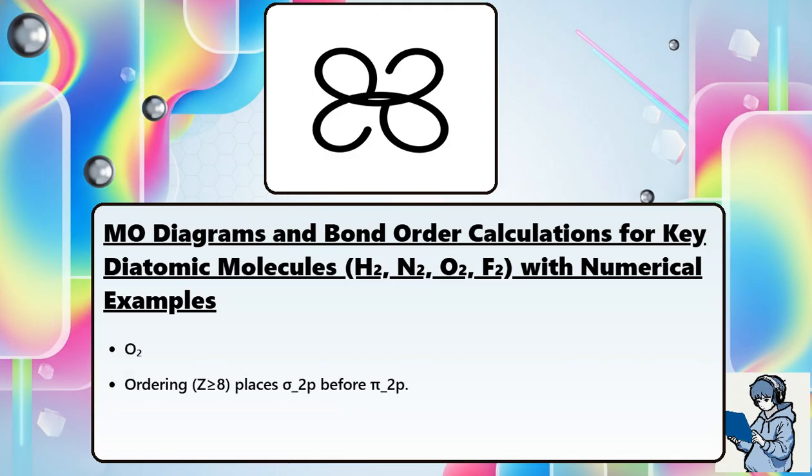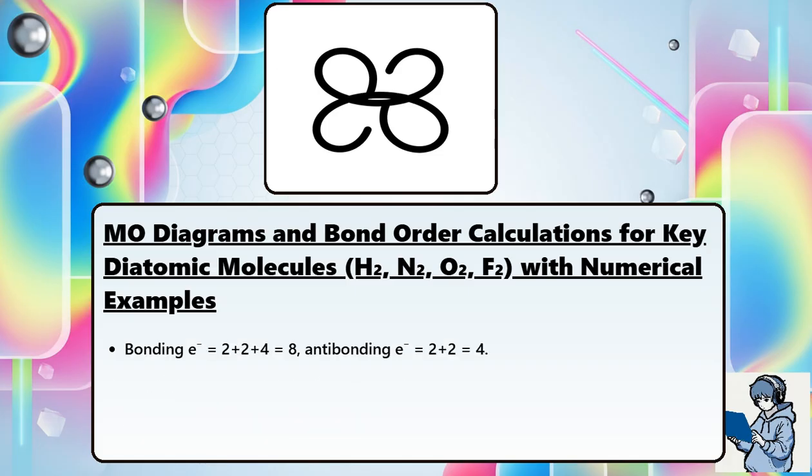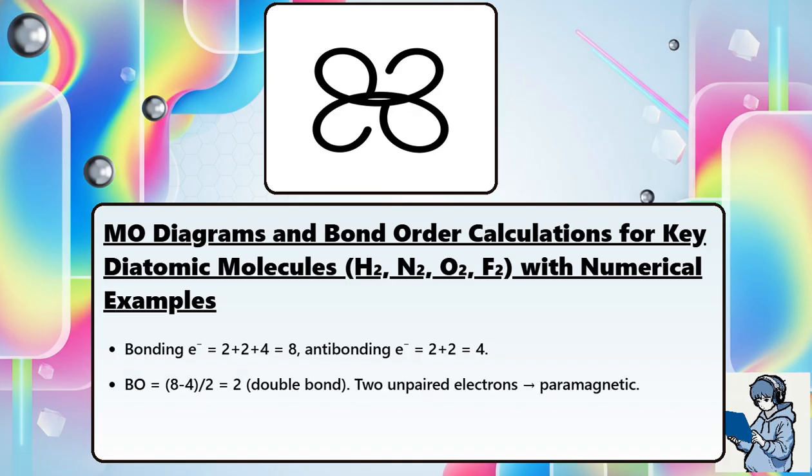O2. Ordering for Z greater than or equal to 8 places sigma 2p before pi 2p. Fill sigma 2s squared, sigma star 2s squared, sigma 2p squared, pi 2p to the fourth, pi star 2p squared. Bonding electrons equals 2 plus 2 plus 4 equals 8. Antibonding electrons equals 2 plus 2 equals 4. BO equals (8 minus 4) divided by 2 equals 2, a double bond. 2 unpaired electrons, paramagnetic. Bond length approximately 121 picometers.